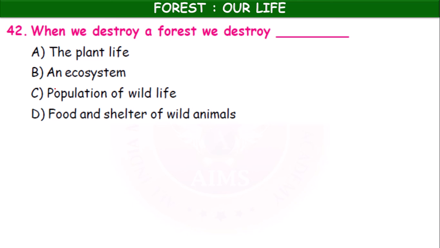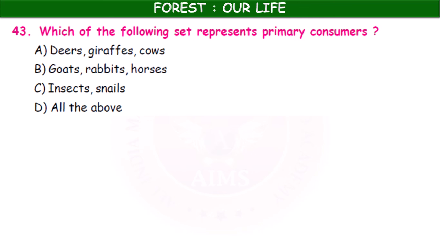When we destroy a forest, what are we destroying? We destroy the plant life, an ecosystem, the population of wildlife, food and shelter of wild animals. So destroying the forest means we are destroying an ecosystem.